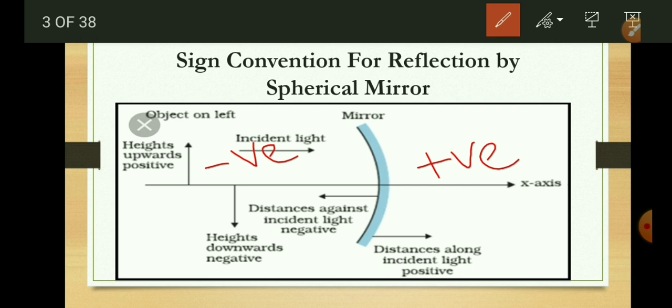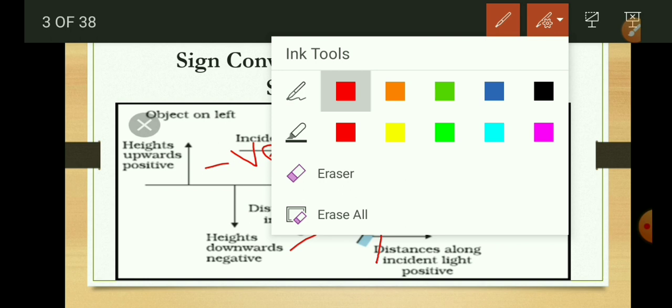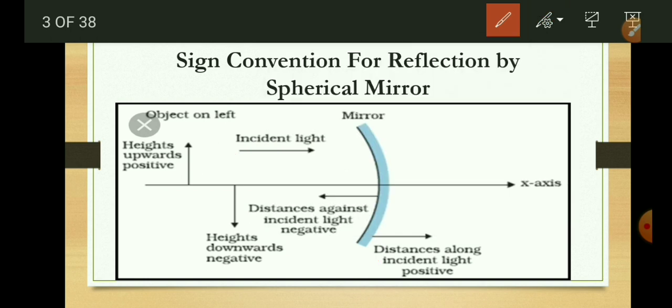A perpendicular drawn to the principal axis at the pole of the mirror is taken as the y-axis. And the points which are present above the origin on the y-axis are considered positive and below the origin are considered negative. So, simply we can say that the left side of the pole or mirror is negative and the right side of the pole or mirror is positive. So, this side is positive and this side is negative. These signs we have to consider while taking object distance or image distance.